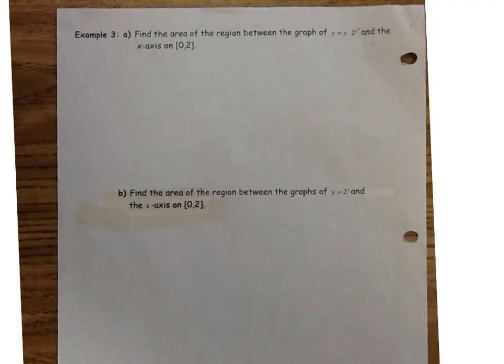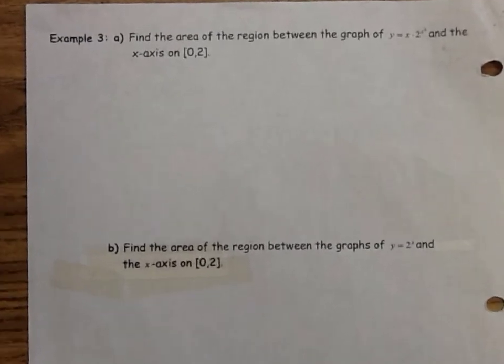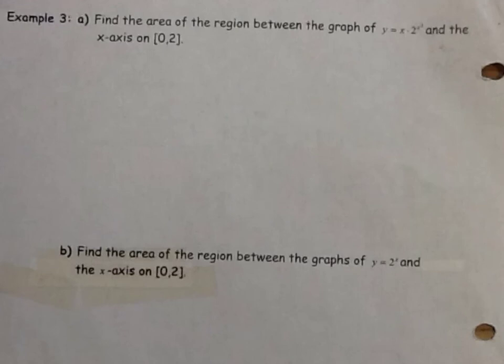The last page is basically two very similar examples, applications of integration of exponential functions. So we need to find the area of the region between the graph of y equals x times 2 to the x squared, I believe, and the x-axis on the interval from 0 to 2. Let me sketch the graph. I don't know exactly the graph of x times 2 to the x squared. All I know is that on the interval from 0 to 2, it's going to be a positive function. So that's going to be our y on the interval from 0 to 2.